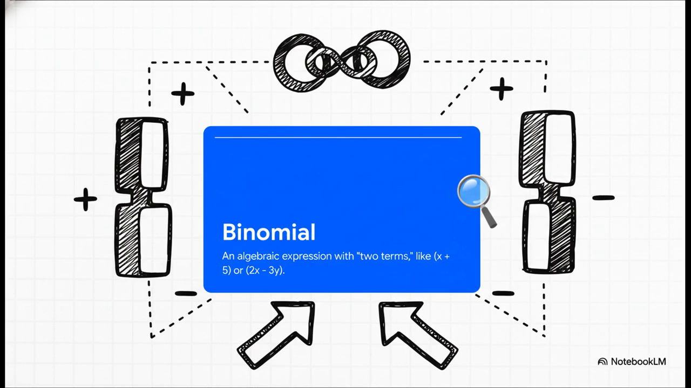Bi means two, right? Like bicycle. And nomial just means term. So a binomial is just any expression with two terms squished together. That's it. Stuff like x plus 5 or 2a minus 3b. These are our building blocks.